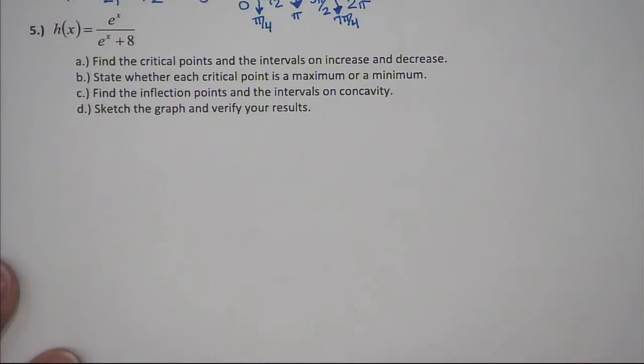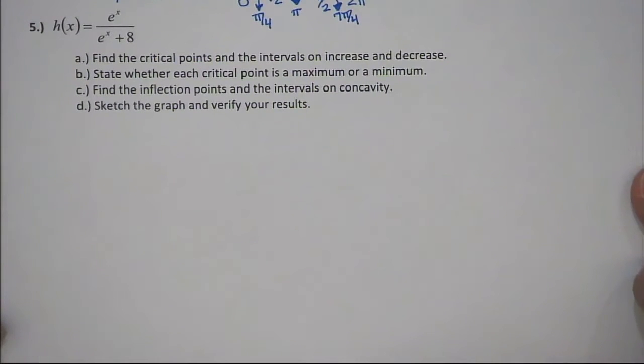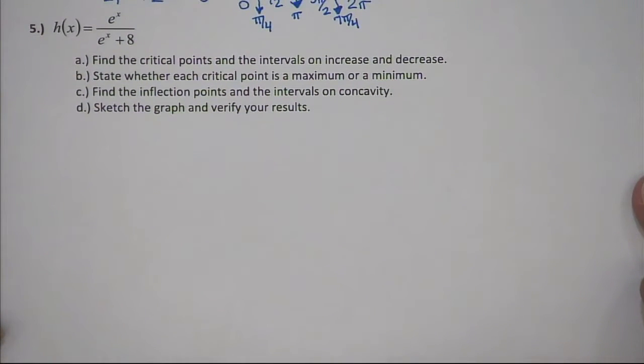All right, so looking at this function, e to the x over e to the x plus 8. Tell me what the domain is for this function. Any ideas? Are there any problems? Can I put anything in for x? Whatever makes e to the x equal negative 8? Is there anything that would do that? What is e to the x? Isn't that always positive? Yeah.